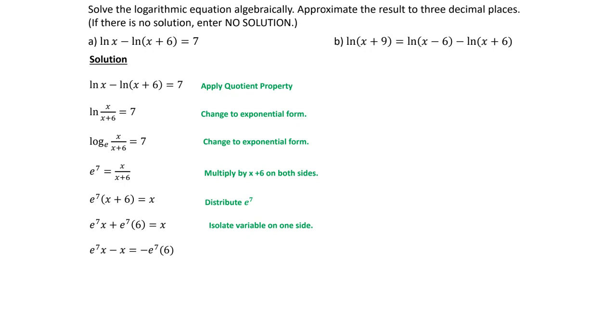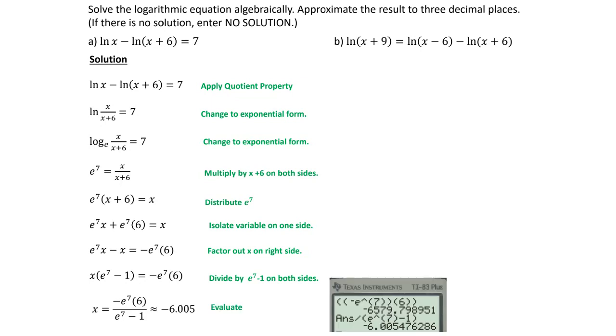So again, I move my x to the left by subtracting x on both sides. I move e to the 7 times 6 to the right by subtracting e to the 7 times 6 on both sides. And then again, let's go ahead and factor the x on the left side. So when I do that, I can factor the x, and it's going to give me x times e to the 7th minus 1 is equal to minus e to the 7 times 6. To solve for x, I'm going to divide both sides by e to the 7 minus 1. Okay, and when I do this, I get this value. x is equal to negative e to the 7 times 6 divided by e to the 7th minus 1.